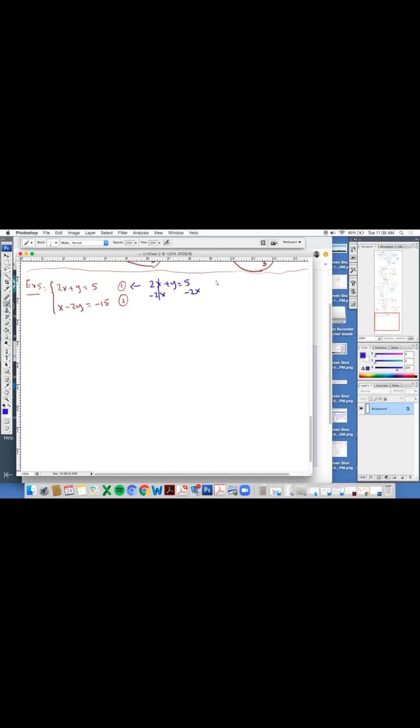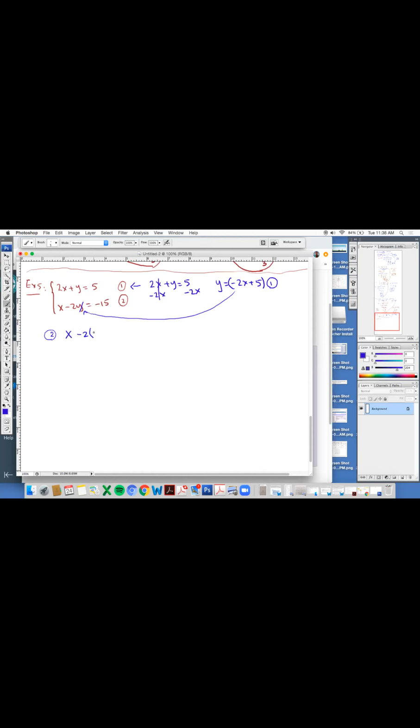Just cross this out. We get y equals negative 2x plus 5. So that's my new equation number 1. Solve for y. Okay, so now you're going to take this, put it in parentheses, and it gets plugged in for y. So you cross out the y and replace it by that parentheses. You're going to substitute. Okay, so equation 2, we're going to write x minus 2.